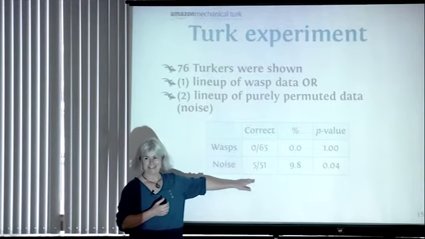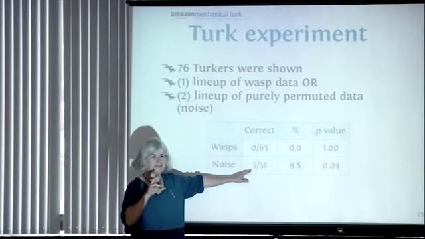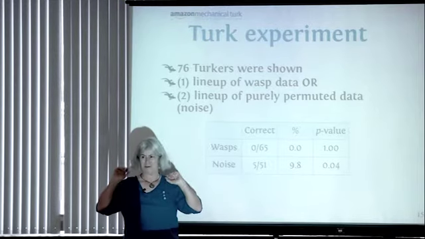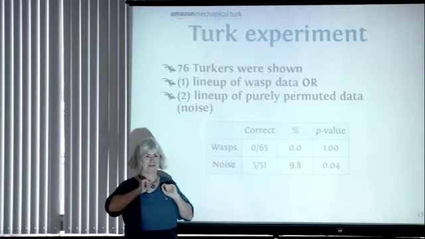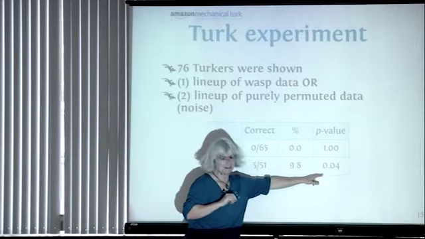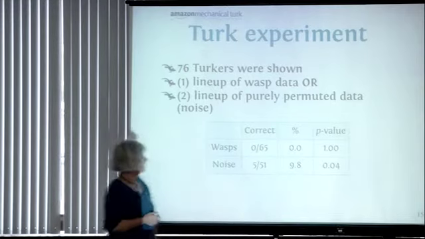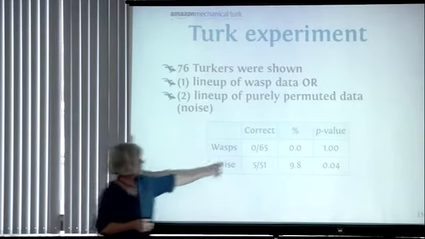And with the noise data, amazingly, in one of the lineups there was something funny about our fake real plot, and people picked that one. So the fake data actually had a smaller p-value. That happens by chance, just from one of the lineups.